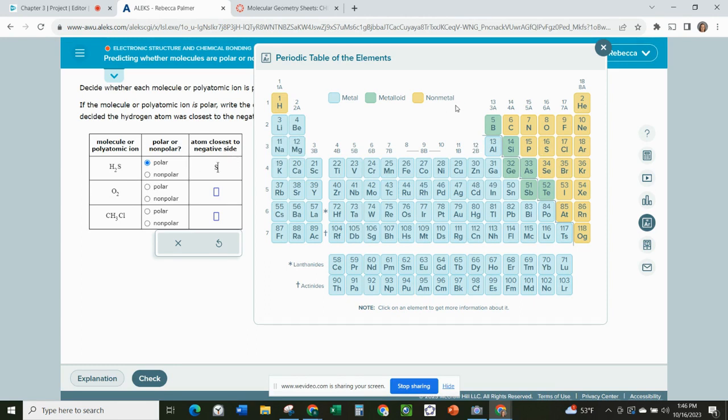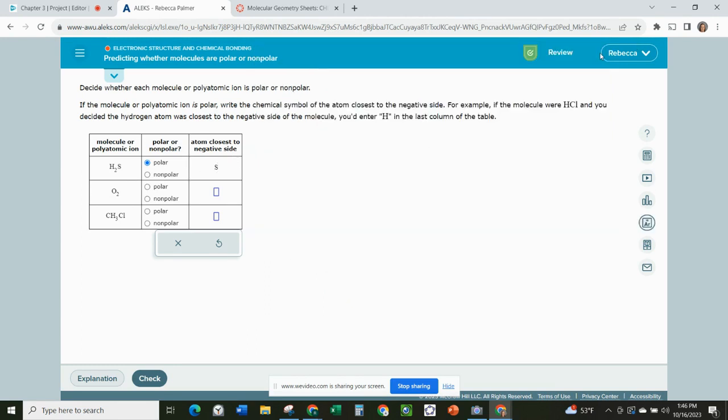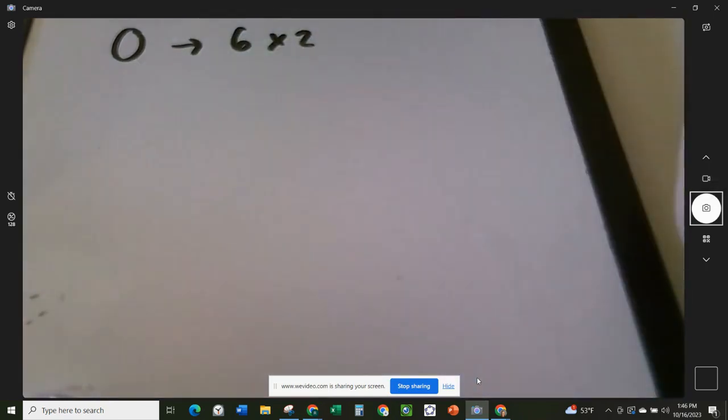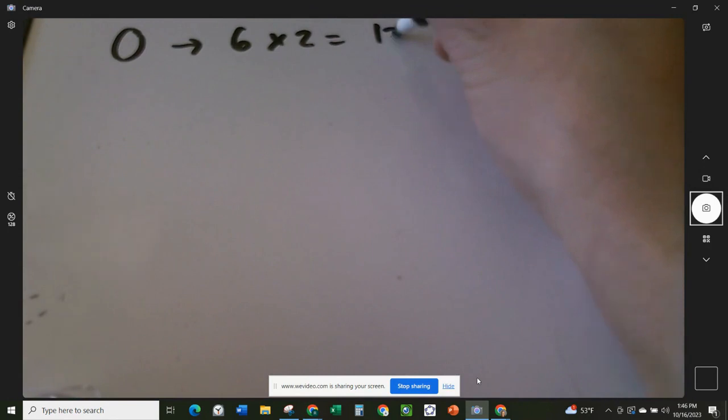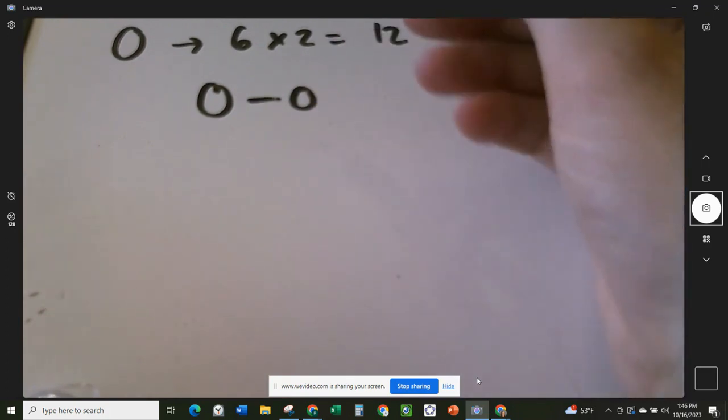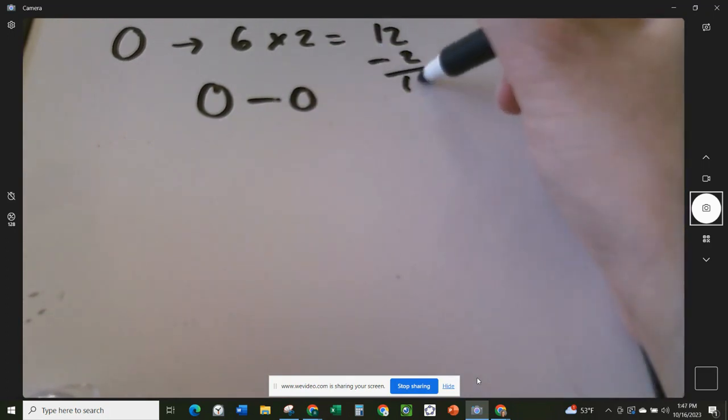Okay. The next one is O2, the oxygen molecule. The first thing that we need to do is draw the Lewis structure for the oxygen molecule. Oxygen, as we just looked, has 6 valence electrons, and there's 2 of them. So that gives us a total of 12 valence electrons that we need to show in our structure. We have 2 oxygens together, so I'm going to first draw a bond between them. That uses up 2 electrons. We have 10 left to use.